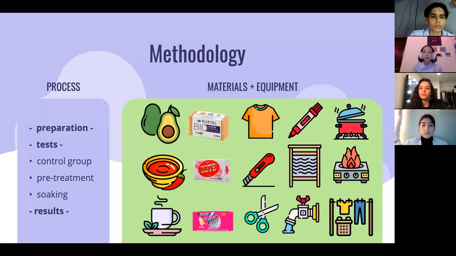After this, we were able to see our results. Here in the presentation, we can see some icons for the materials and equipment, but the most important were the staining agents: avocado, chipotle sauce, and Jamaica concentrate, as well as the cleaning agents, which were the biodegradable cook-style fabric soap, the Sote soap bar, and the Vanish soap bar.